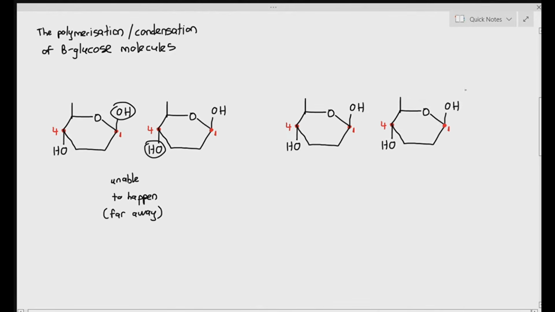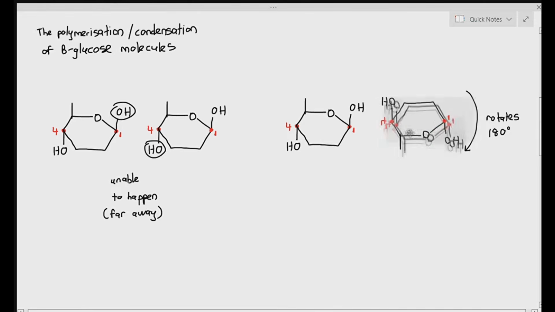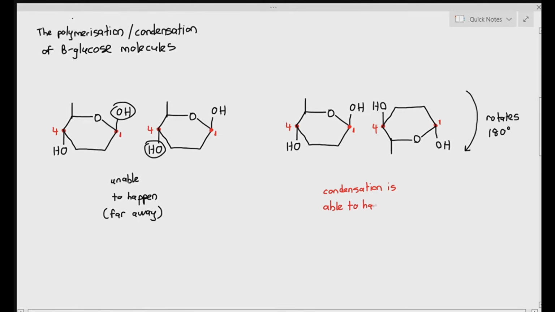The second beta-glucose molecule will have to rotate 180 degrees, and if you see me rotating it, let me just change it up a little bit. And once it has been rotated 180 degrees, look at the OH group between carbon number 1 and carbon number 4. The OH groups are quite close to each other. Right now, can condensation happen? Yes, it can happen because the hydroxyl groups or the OH groups are quite nearby. So once condensation happens, this is where you have a beta-1,4-glycosidic bond.